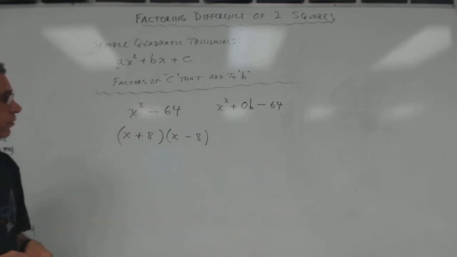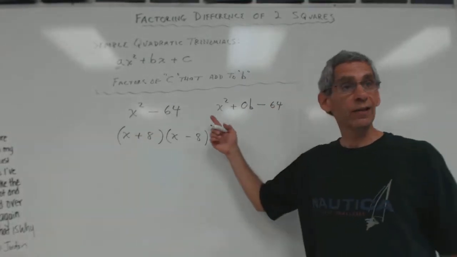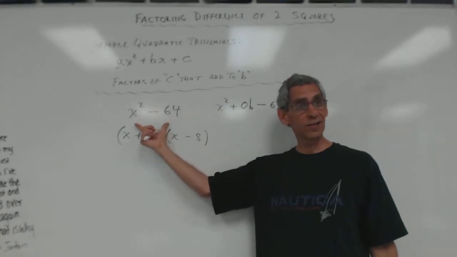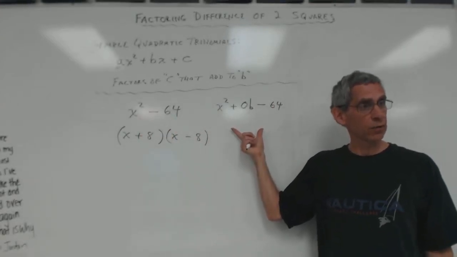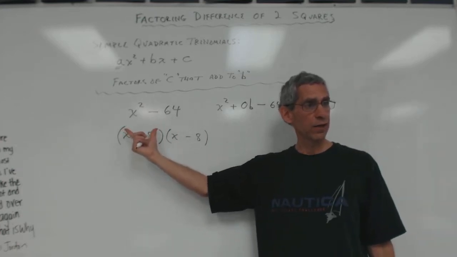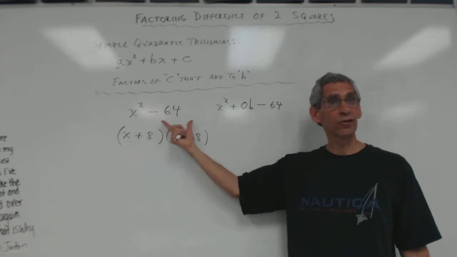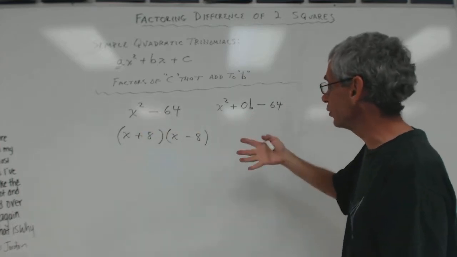X squared minus 64. Now there is an actual rule. You don't even need the rule because you already know how to do it. Once you realize this is a quadratic, you can think of it as a trinomial, even though it doesn't have the 3 terms in it. The reason it doesn't have the third term is because the third term is 0, right? So you already know how to do it.